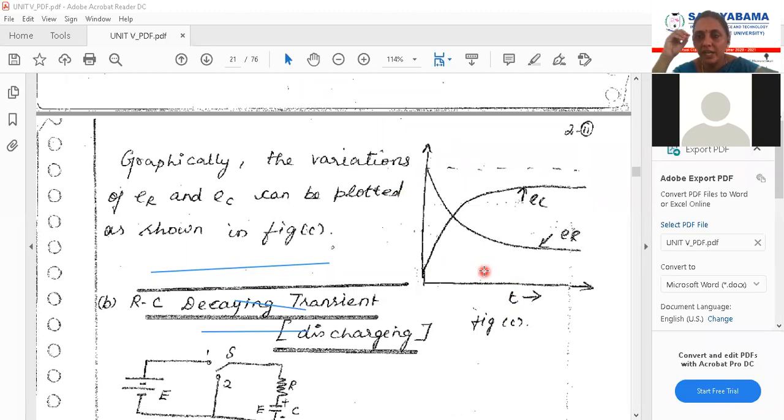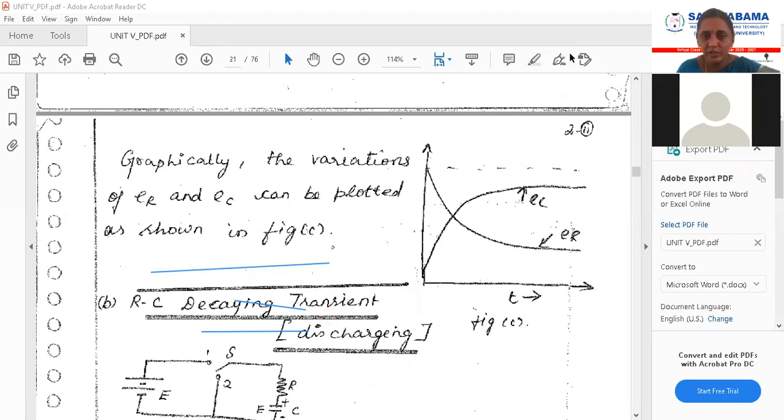In part A, they will be asking you to give the time response of the RC transients charging or RL transients discharging. So you have to be in a position to draw this graph. And for capacitance, if you see, the voltage is increasing. So you will see that this is going to be increasing. This is how you proceed for RC transients charging.